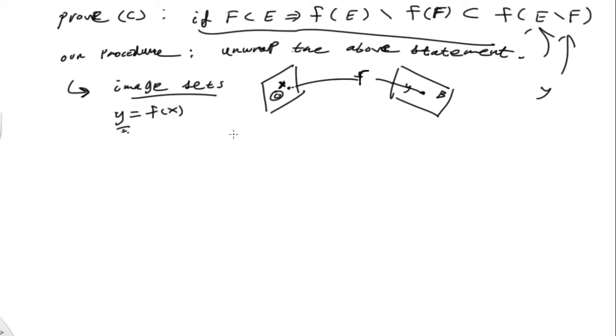So X then is going to be some element in E not F. That's the key object here. That's the domain here. Okay, so let's now go through the proof.